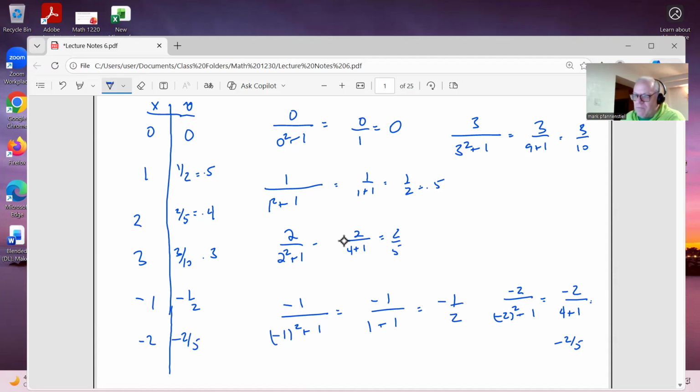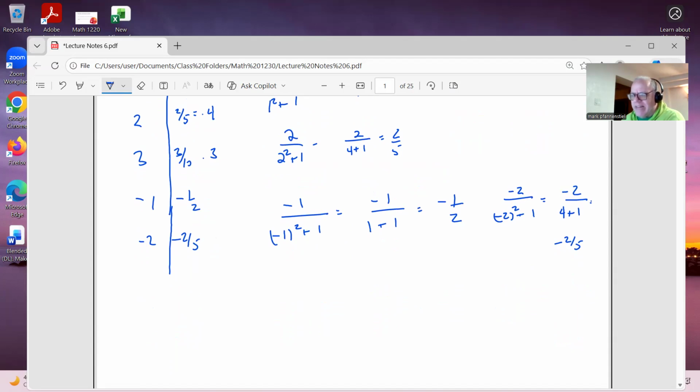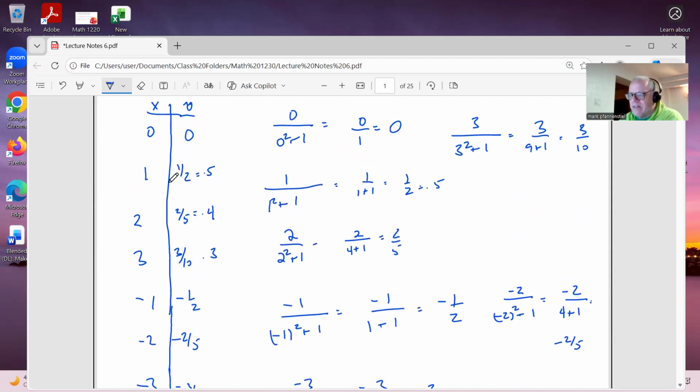So what I'm trying to get us to start thinking about here is I plugged in f of 1 and f of -1. F of 1 was equal to half. F of -1 was equal to -half. F of 2 is equal to 2/5. F of -2 is equal to -2/5. If I plug in -3, am I going to get -3/10? Let's plug in -3 and see what happens. We have -3 over -3 squared plus 1. -3 squared is going to be 9 plus 1. We have -3/10.